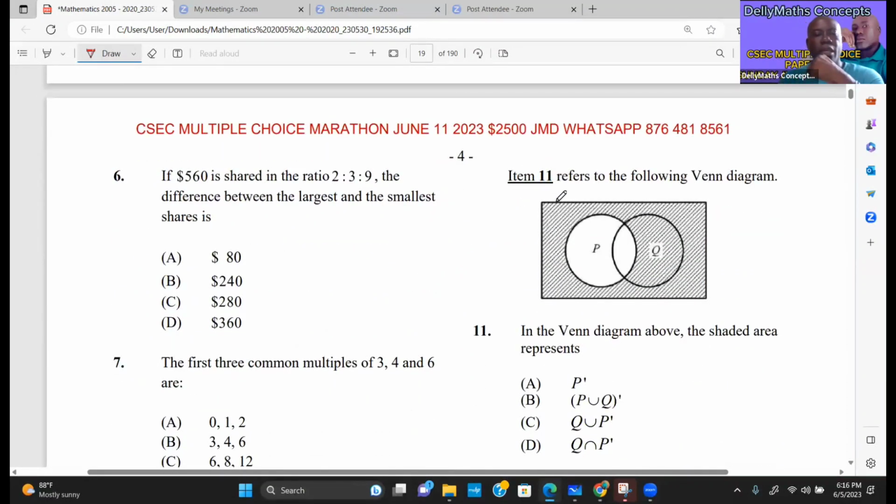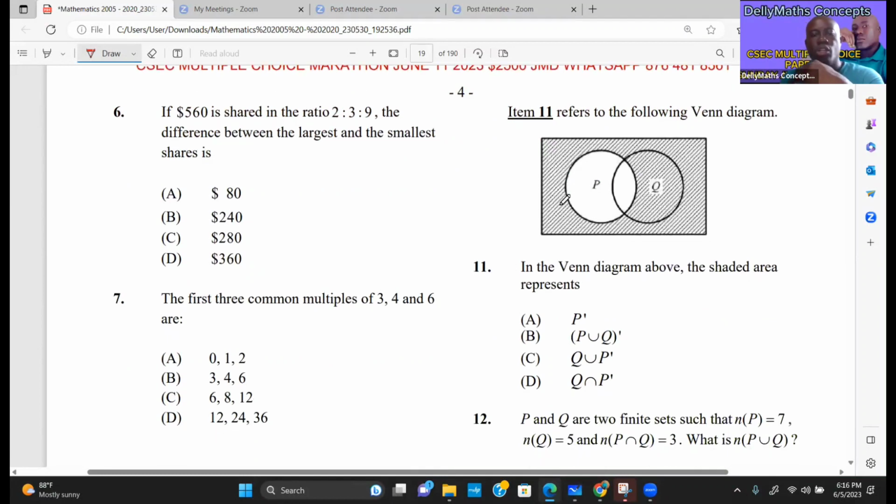Number 6. If 560 is shared in the ratio 2 to 3 to 9, the difference between the largest and the smallest share is what? We have to take some time out. What's the total number of parts we're dealing with? We're dealing with 2 plus 3 plus 9, right? So we add these, and that is 14.